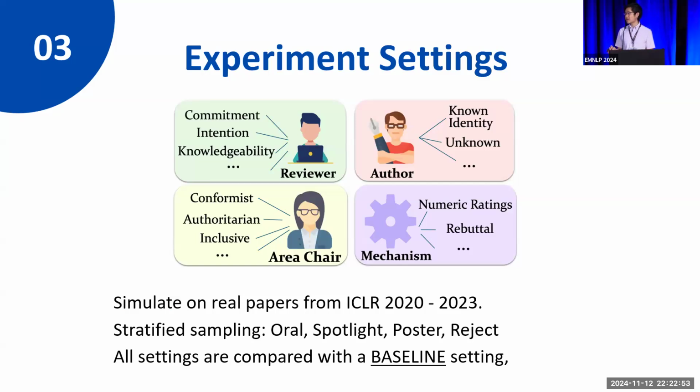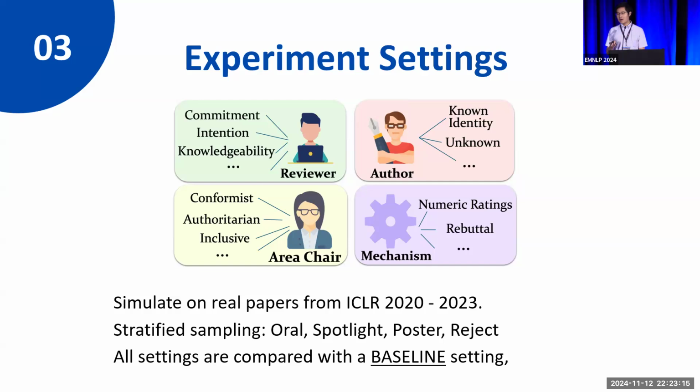This is the experimental setting. We simulate the conference reviews using LLM agents based on real-world conference papers from ICLR 2020 to 2023, so it spans four years. We also sample papers of different qualities: oral, spotlight, poster, and rejected papers.